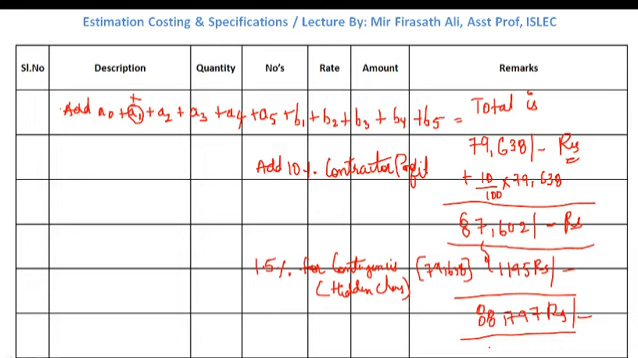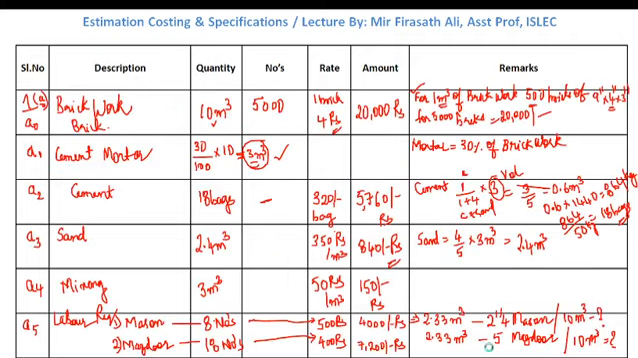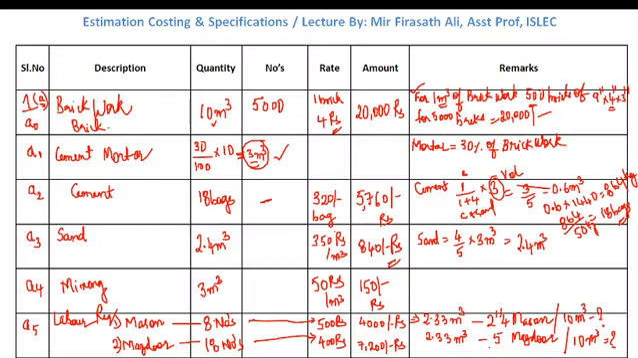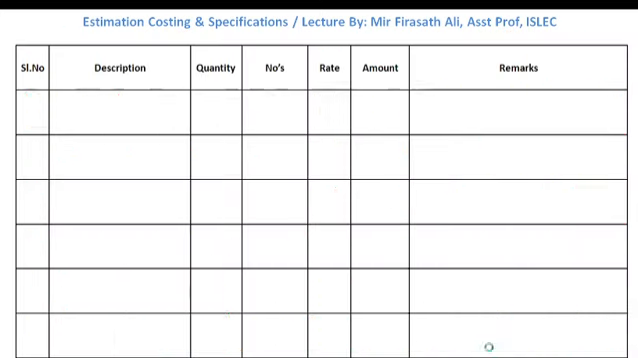So this was nothing but the analysis of rates of the following items: brickwork and cement concrete 1:2:4, where cement concrete is required for slab and beam for 10 cubic meter of RCC work. This is nothing but our rate estimate.